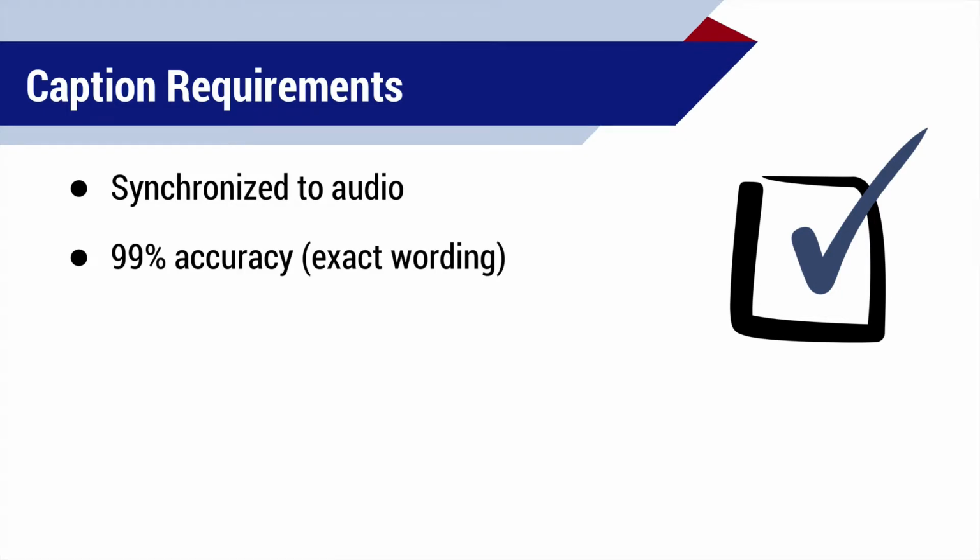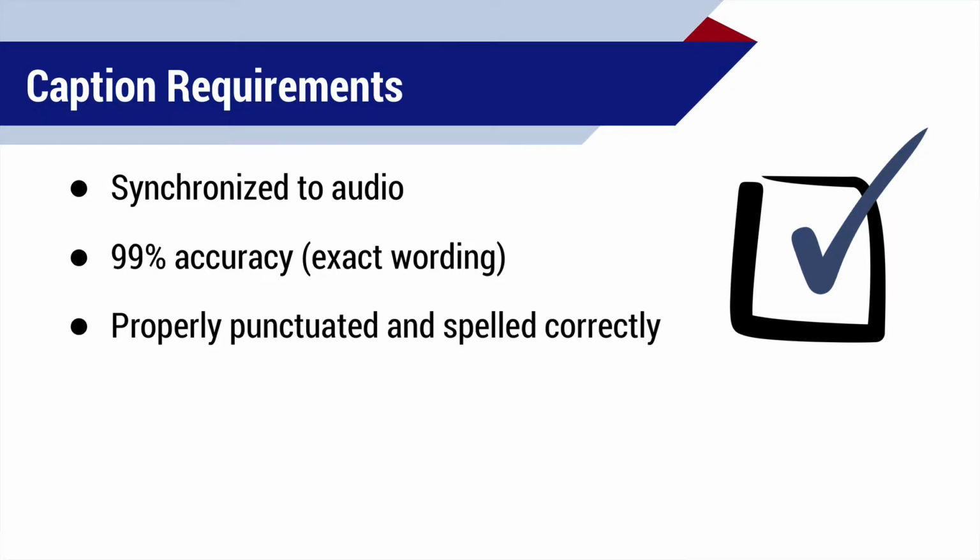Second, the captions must be at least 99% accurate, meaning that they capture the exact wording of what's being said. A minor word or two can be a bit off, but there shouldn't be any differences that would impact someone's ability to fully understand the audio content from the captions alone. Two other accuracy-related requirements are that the captions must be properly punctuated and the words must be spelled correctly.